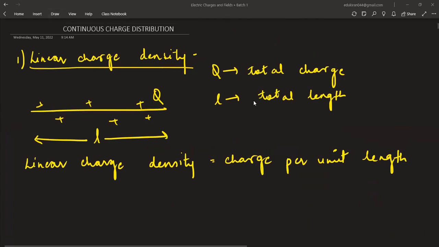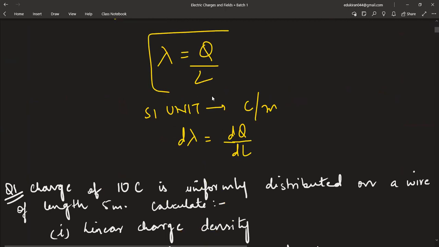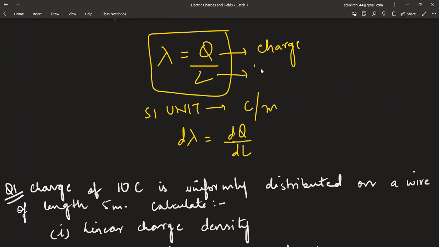Okay, let's talk about the continuous charge distribution. Now, in continuous charge distribution, we have 3 types: 1D, 2D, and 3D. 1D is about this. We represent the linear charge density through lambda. It is one-dimensional. Whatever is the charge per unit length, that is called the linear charge density, like charge per unit length. Fine. So here Q represents charge and L represents the length. So the SI unit is coulomb per meter.